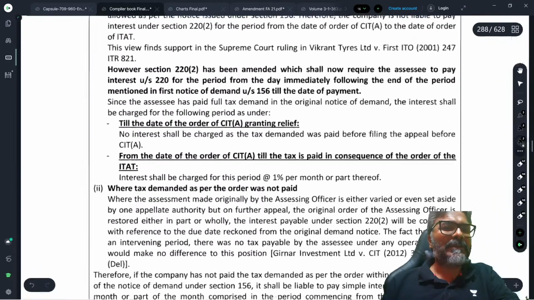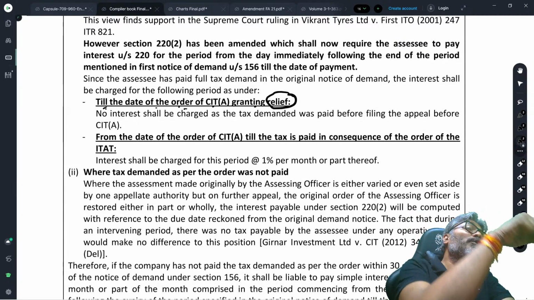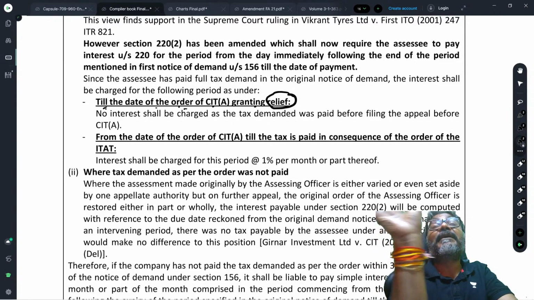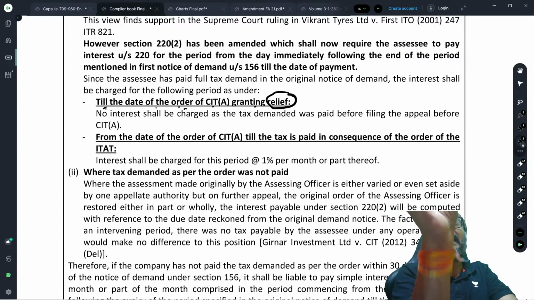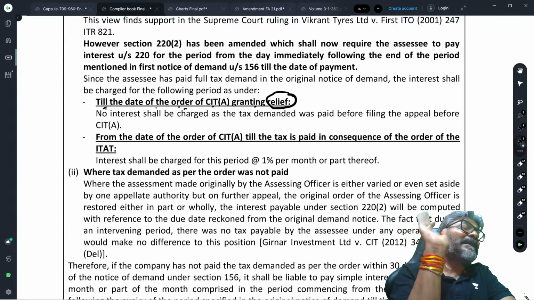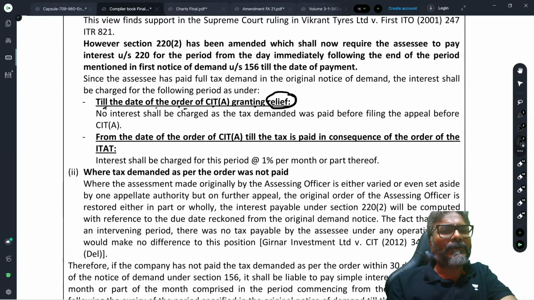So can you see this here? If you see, till the date of order of the CIT appeal granting the relief. So till the date of order means from the date when the AO passed the order till the date the CIT appeal gave me the refund. During that particular point of time, can the interest be charged even after the amendment? After the amendment, can the interest be charged? Answer is no.